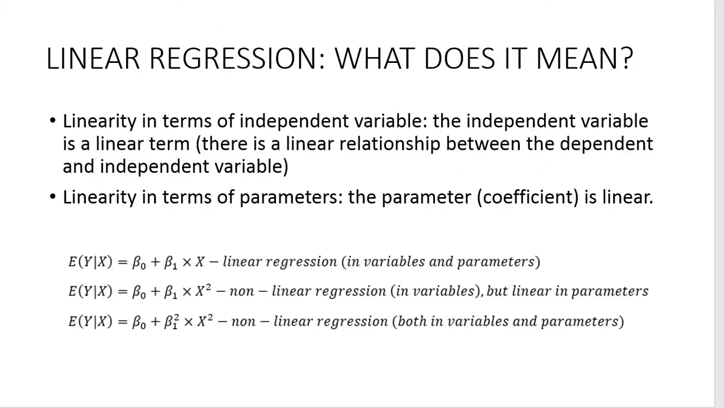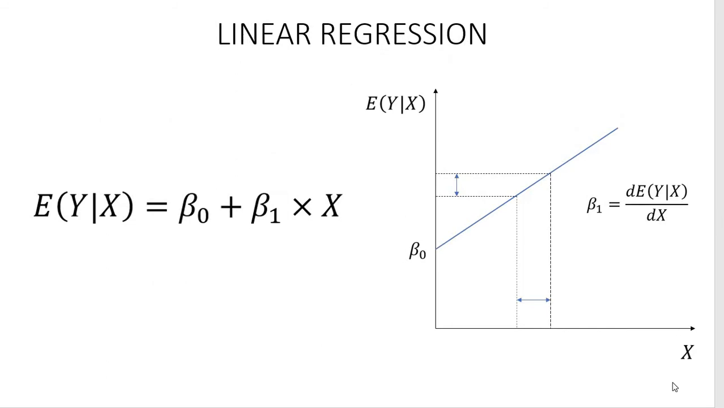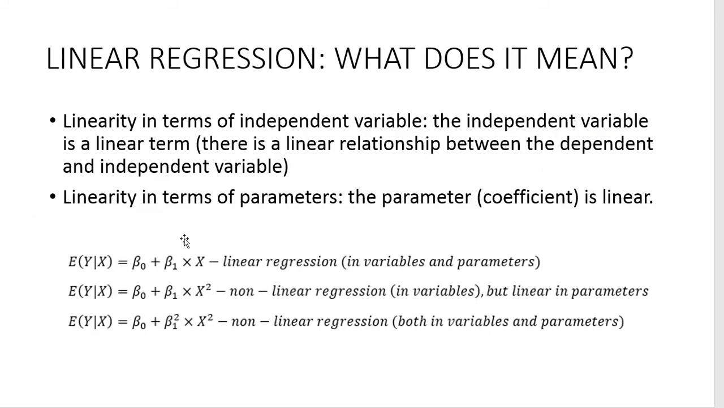Okay, so what does it mean to discuss linear regression? In our case, we will discuss linearity in terms of parameters. I will explain. Linearity in terms of the independent variable means that the independent variable is a linear term. So there is a linear relationship between the dependent and independent variable, like this one. This relationship can be perfectly described by a linear function. So this is linearity in terms of variables.